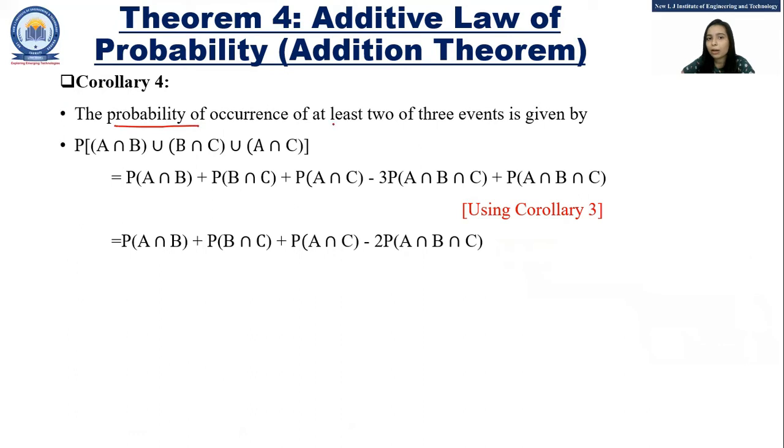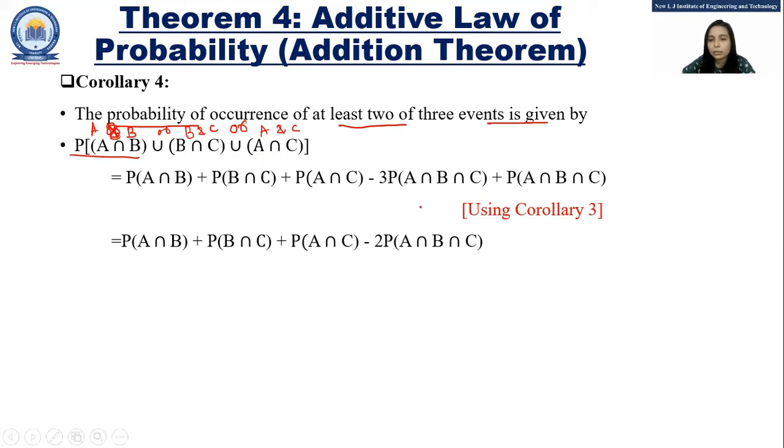So the probability of occurrence of at least 2 of 3 events is given by P of A intersect B. At least 2, that means A and B or B and C or A and C. So here I am writing for your reference A and B, that means at least 2, or B and C or A and C. So this is the probability of occurrence of at least 2 of 3 events. So for that, P of A intersect B union B intersect C union A intersect C.